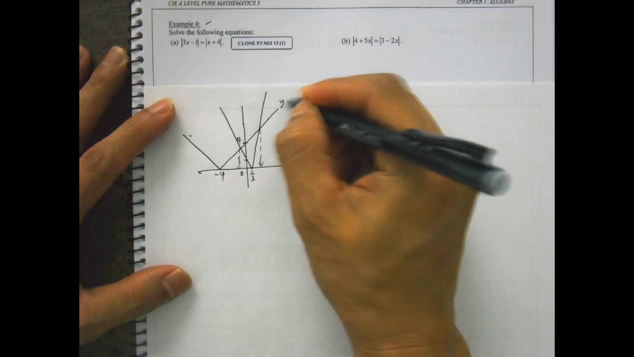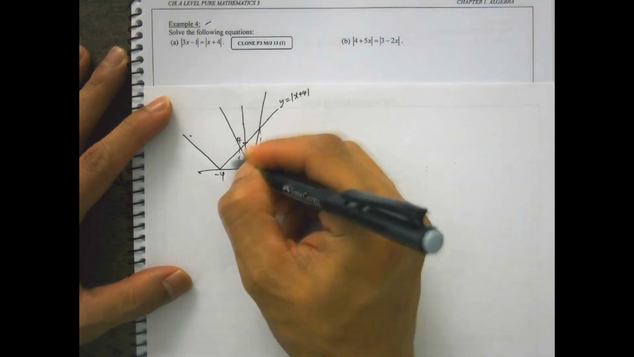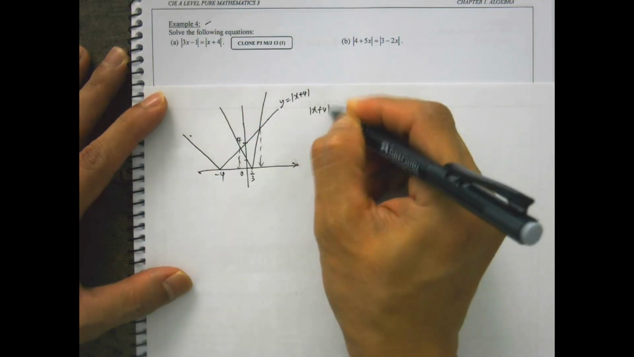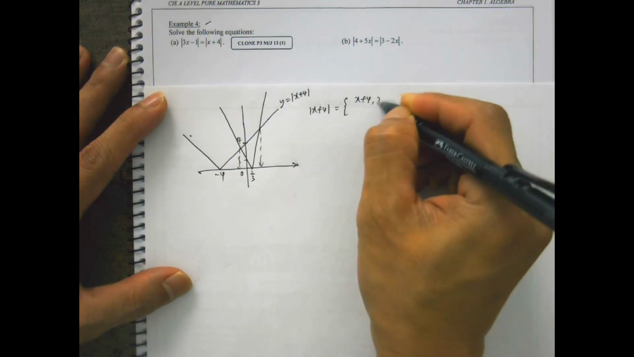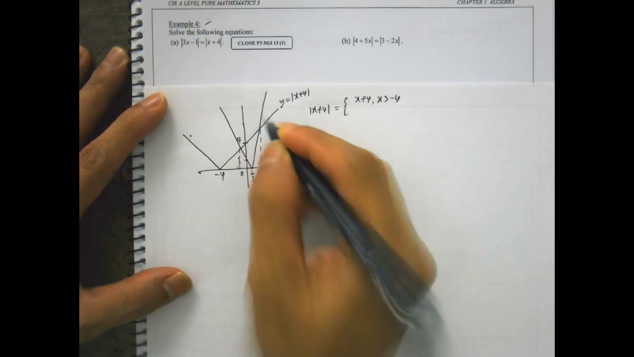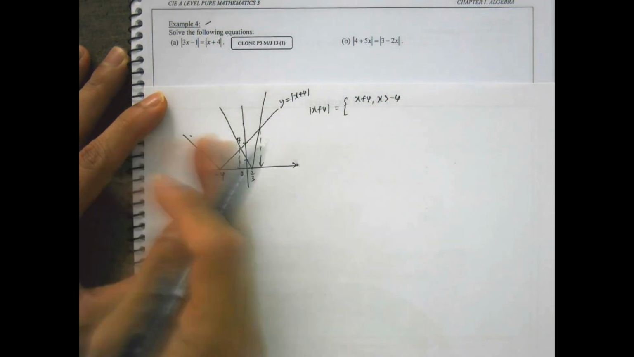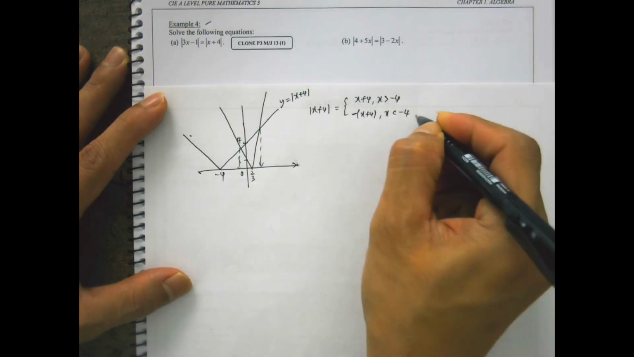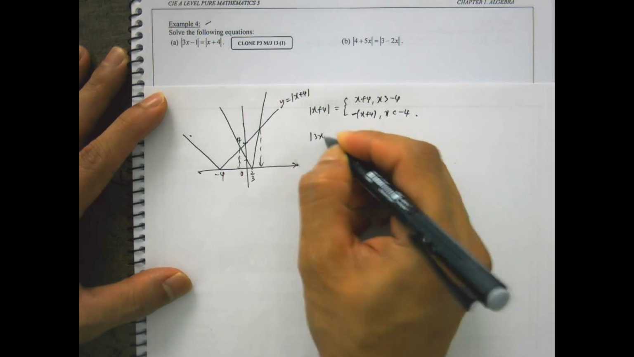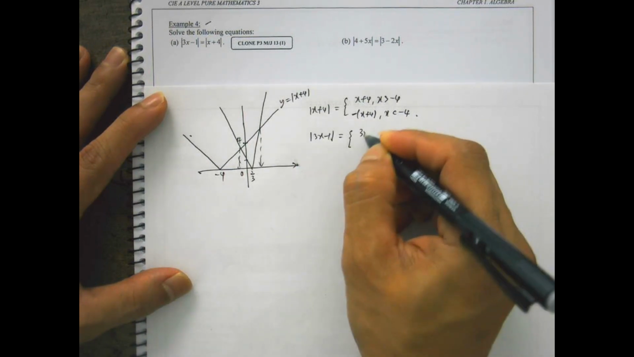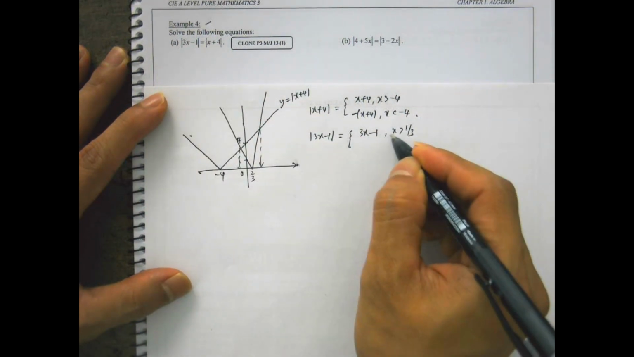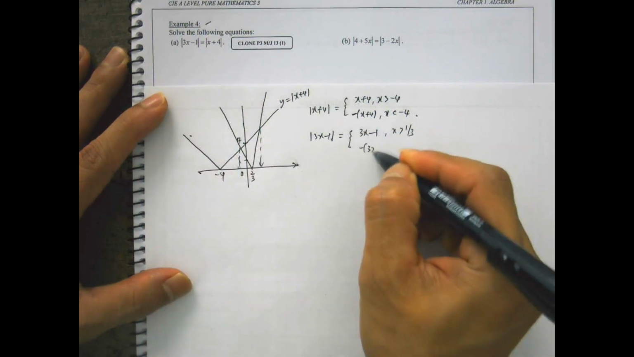But remember, this graph of modulus x plus 4 actually has two parts to it. This is the positive part, this is the negative part. We can write modulus of x plus 4 is equal to x plus 4 for x greater than negative 4, the positive part. For the one on the left, it is actually negative of x plus 4 for x less than negative 4. As for the graph of modulus 3x minus 1, again it has two parts. For the positive side, the one more than 1/3, it is 3x minus 1. For the one less than it, we need to put a negative in front because it's a reflection.